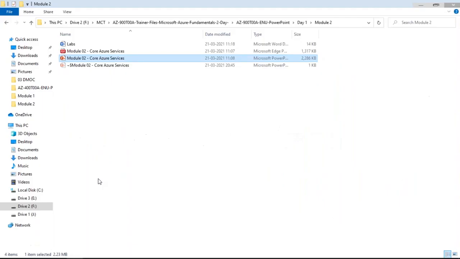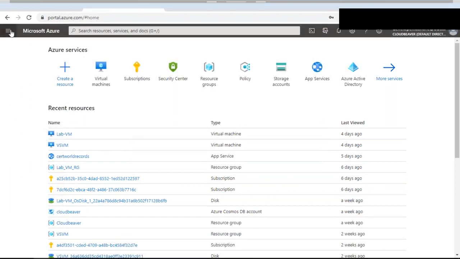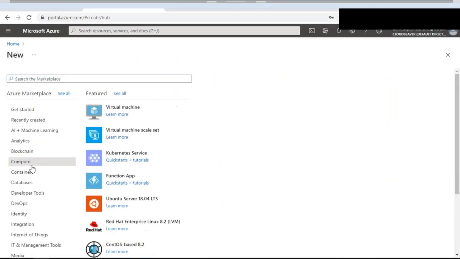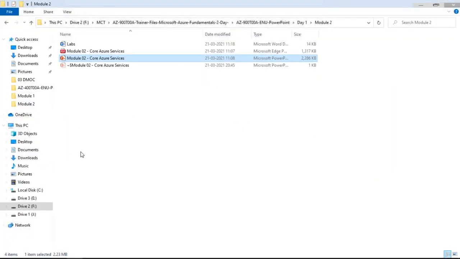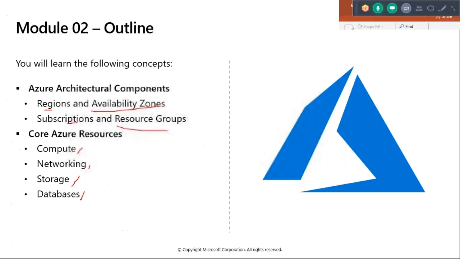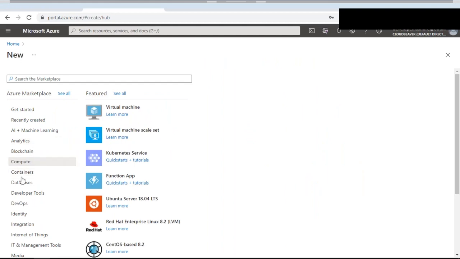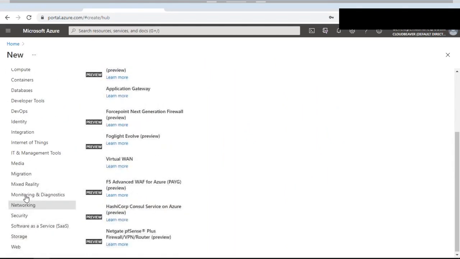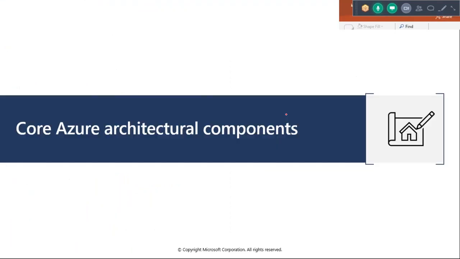So whatever I just showed you now in the Azure portal, where if I go here, I showed you something like compute, and then I showed you other options. That's what you're seeing now. There is your compute, networking, storage, and databases. So compute, databases, storage, and networking. These four categories we will go through.